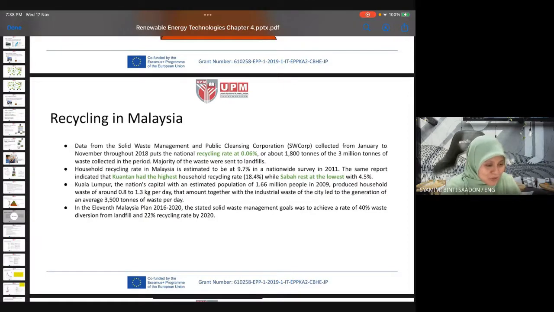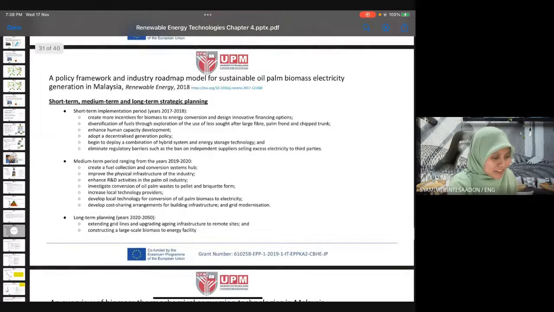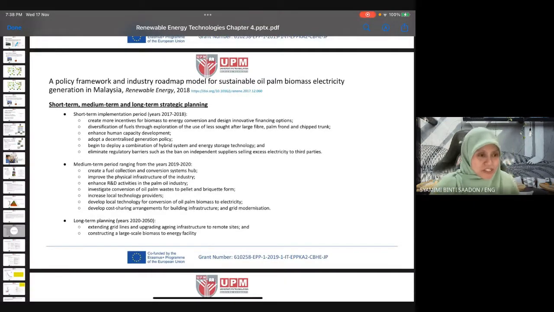These are from the years before last year and previous years, on our recycling management and solid waste management in our country. And then some of the policy framework that we have. Again, this is in 2018.